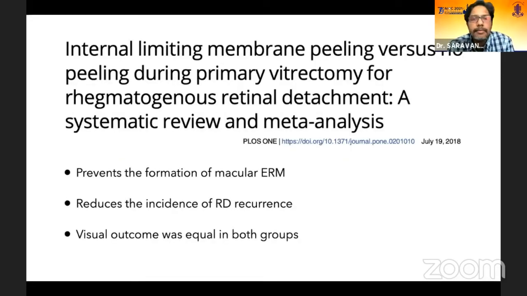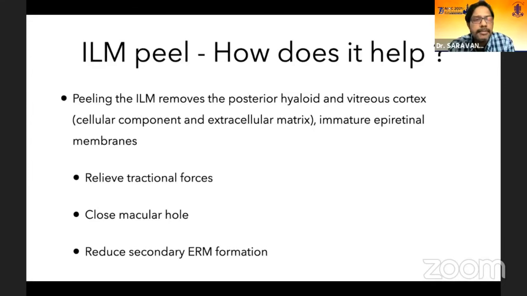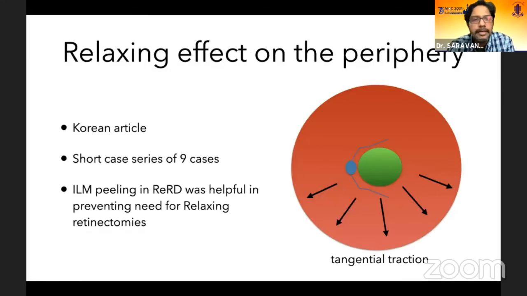And this is a meta-analysis which analyzed all the published articles, and they showed that there is a significant reduction in ERM formation and also in recurrence of RD postoperatively, but vision was more or less the same between the groups. So how does it help? Peeling the ILM relieves all the tractional processes. If there's a macular hole, it may help to close it. Not only that, in a Korean article with a short series, they showed that when operating for redetachments, by doing ILM peeling they were able to avoid relaxing retinectomies in the periphery.